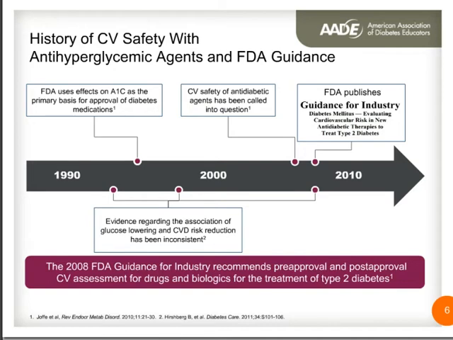And so, for these reasons, the FDA organized a public advisory committee in July of 2008 and subsequently published a guidance later that year recommending the cardiovascular assessment of all drugs and biologics being developed for the treatment of type 2 diabetes.